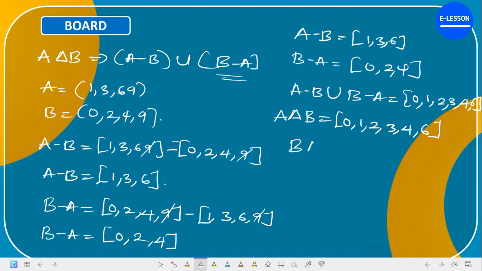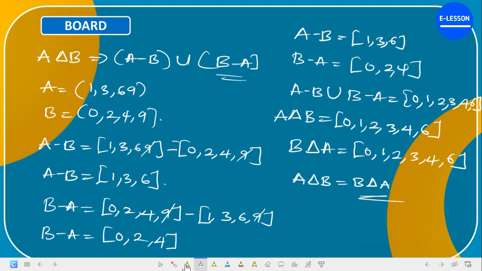Now that is still the same thing as the symmetric difference of B and A, same as 0, 1, 2, 3, 4, and 6. Because this is the commutative property, that says that the symmetric difference of A and B is the same as the symmetric difference of B and A. And that answers that question. It's very simple. All you just need to do, the symmetric difference of A and B is A minus B union B minus A.